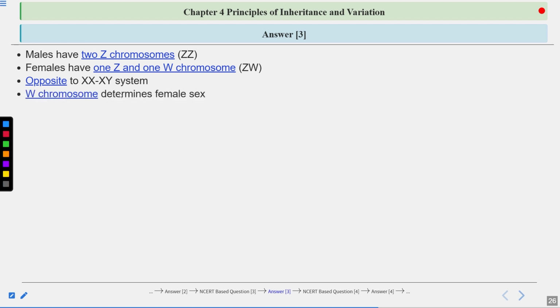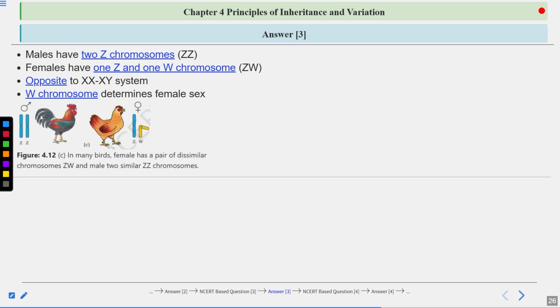Now here the W chromosome determines the female sex. So this type of sex determination system is seen in birds. Here the female has a pair of dissimilar chromosomes. So females are Z and W. W is smaller as compared to the Z chromosome. And the males have two similar ZZ chromosomes.